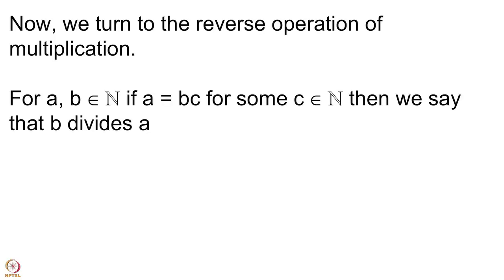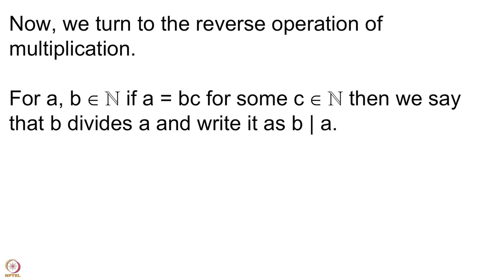Note it again that we are giving a definition of a natural number A being divisible by another natural number B. We are saying here, if you have A equal to BC for some third natural number, then B divides A. This is our definition of a natural number dividing another natural number. We will use our mathematical short form to write this as B vertical bar A. But while reading it, we will simply read it as B divides A.